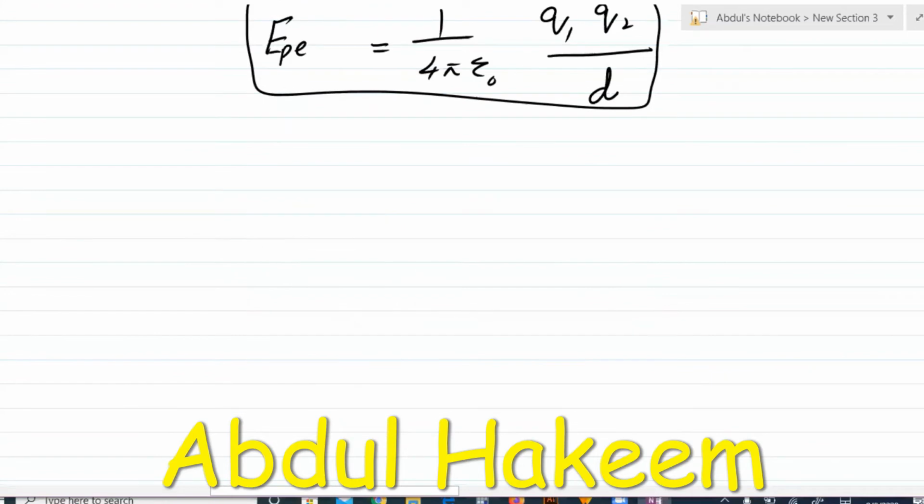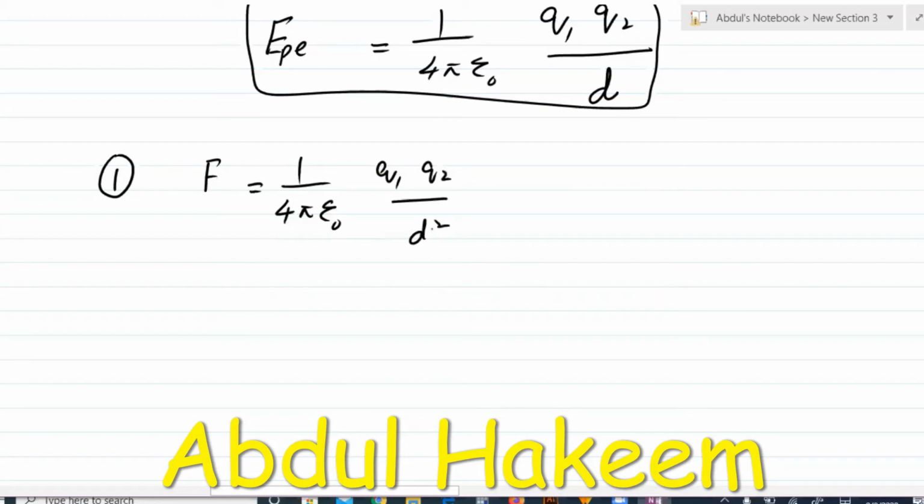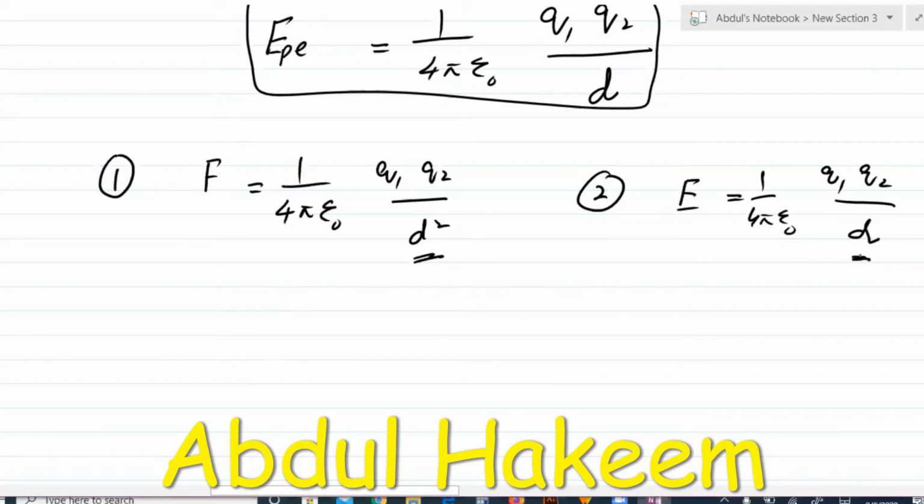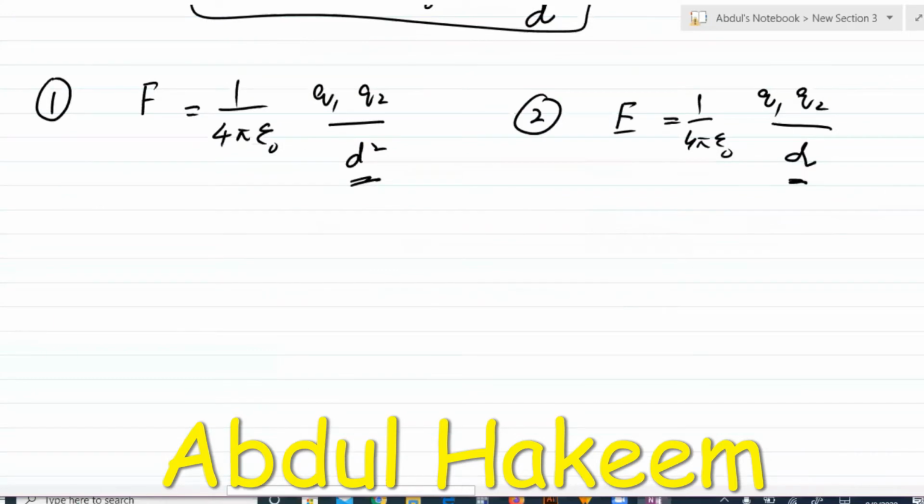Now look, number one formula we did: electric force, 1 over 4 pi epsilon naught Q1 Q2 over d square. And number 2, electric potential energy, 1 over 4 pi epsilon naught Q1 Q2 over just D. This is D square, this is D, this is the difference. So it becomes the energy, electric potential energy.